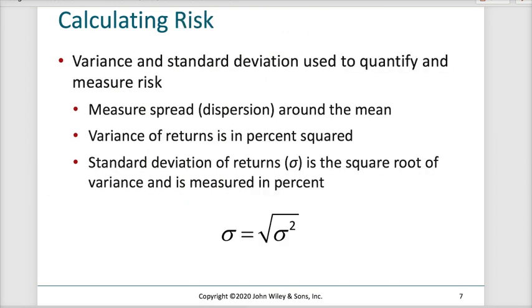Okay, so calculating risk. We're going to use a statistical mathematical concept called standard deviation to quantify and measure the risk of our portfolios or our stocks. This will create a dispersion around the mean and the variance of returns, which will be expressed as a percentage squared. The standard deviation of returns is the square root of the variance. This is the variance, and to find the square root of the variance, we get the standard deviation.